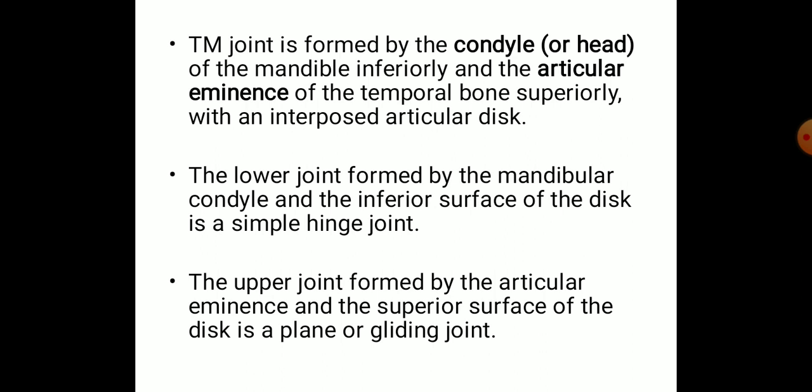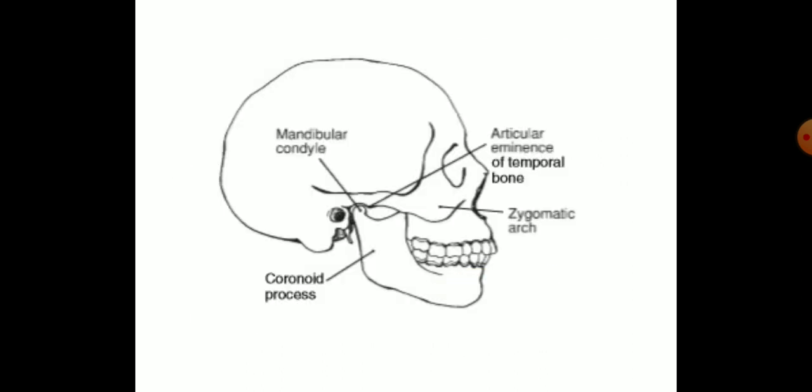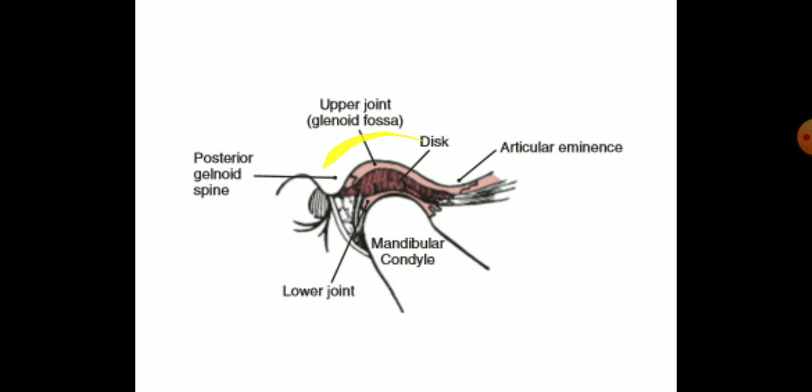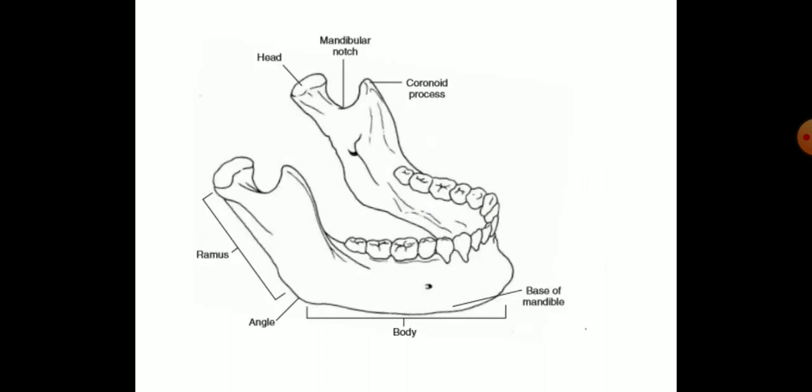So the lower joint is formed by the mandibular condyles and the inferior surface. So this is a normal temporomandibular joint. Here we have two joints, one is the upper joint and a lower temporomandibular joint. This lower temporomandibular joint is formed by the mandibular condyle and the disc. The upper joint is formed by the temporal bone and the interposed disc.